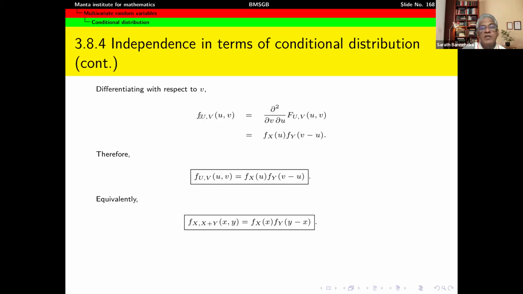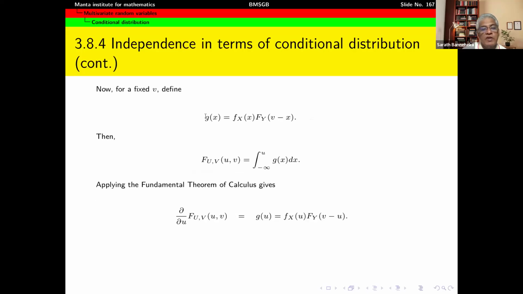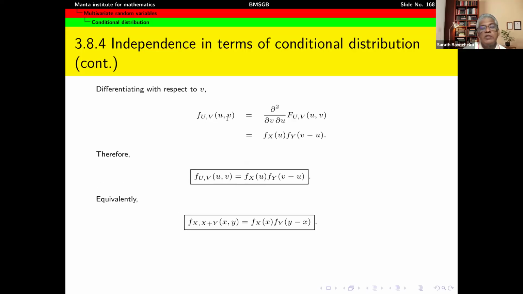Right. So thereby, on the left hand side, when you differentiate the joint CDF twice with respect to u and v, we get the joint density function of u and v. The right hand side, as we expected, we are now able to write in terms of the marginals: marginal density of X and marginal density of Y. Right. So you can write f_UV equal to this thing, or you can replace U and V again in terms of X and Y to get this expression here.